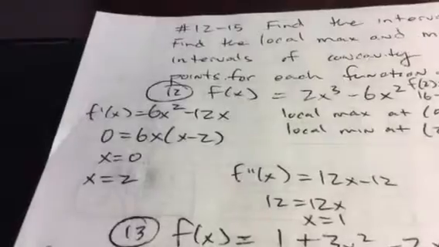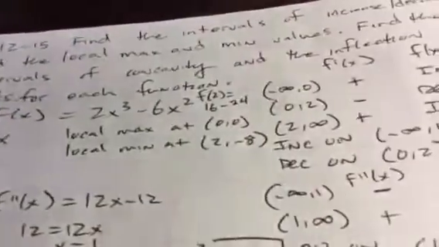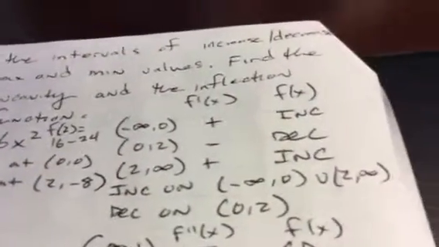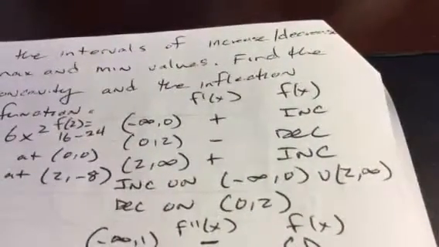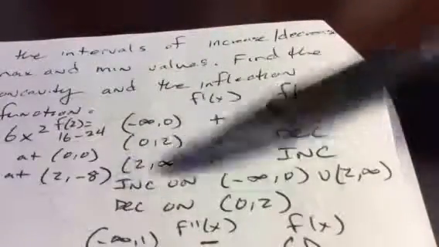First off, find the first derivative. Okay, set it equal to 0. You have 2 critical values of 0 and 2. So right up here, 2 critical values of 0 and 2. So you've got your 3 different intervals then: negative infinity to 0, 0 to 2, and 2 to infinity.